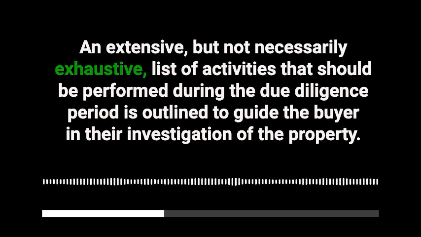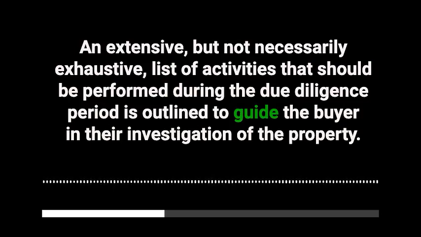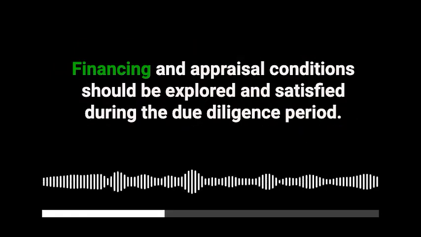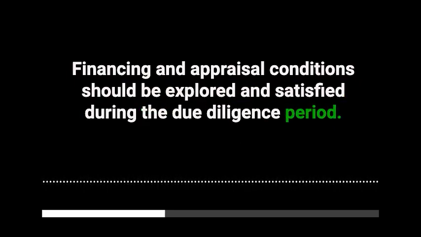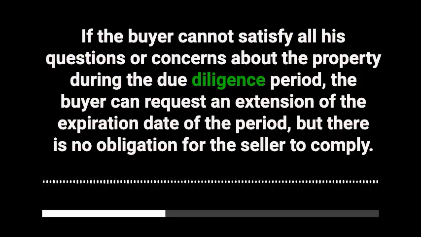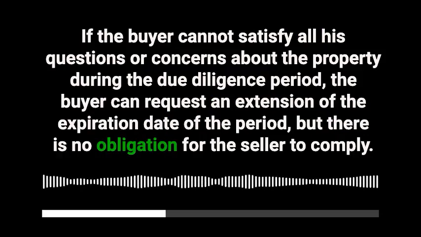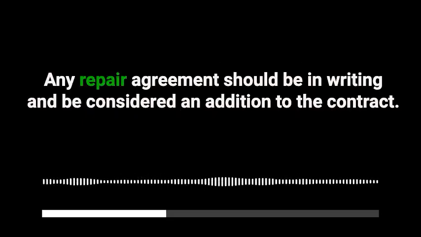Buyer's due diligence process. An extensive, but not necessarily exhaustive, list of activities that should be performed during the due diligence period is outlined to guide the buyer in their investigation of the property. Financing and appraisal conditions should be explored and satisfied during the due diligence period. If the buyer cannot satisfy all his questions or concerns about the property during the due diligence period, the buyer can request an extension of the expiration date of the period, but there is no obligation for the seller to comply. Enough time should be allowed during the period to negotiate any repair or remediation work. Any repair agreement should be in writing and be considered in addition to the contract.